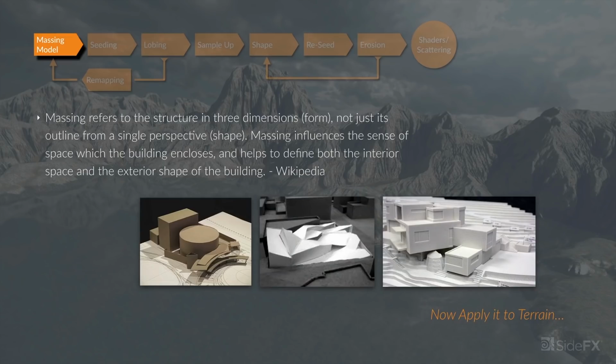So what is a massing model? Well, according to Wikipedia, massing refers to a structure in 3 dimensions, its form, and not just its shape. Massing influences the sense of space which the building encloses and helps define both the interior and the exterior shape of the building. So that's for architecture. Now, how do we apply it for terrain?